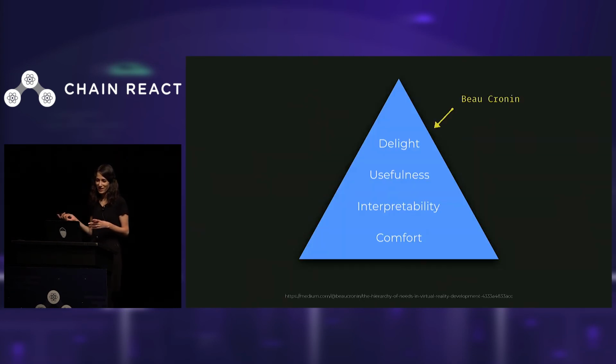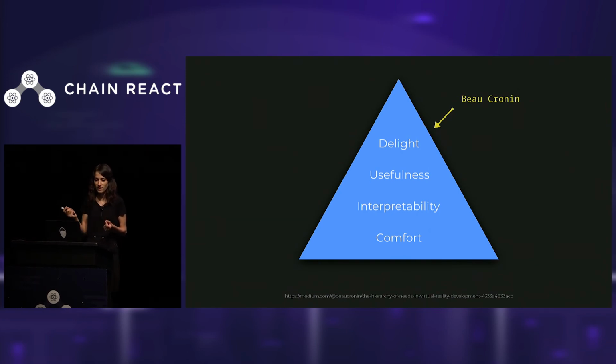There is one illustration and one name I'm always mentioning when I talk about UX design for VR and AR, and that is Bo Cronin's hierarchy of needs in VR. The hierarchy shows that the two most important needs in VR are comfort and interpretability, and only afterwards comes the usefulness and delight of an application.